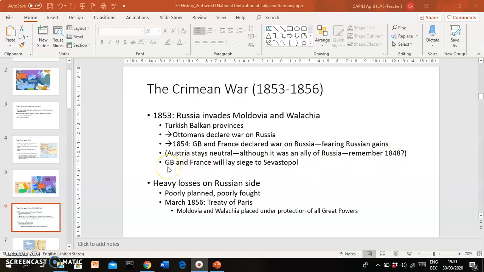So eventually, Great Britain and France will lay siege to Sevastopol. So that's in the Crimean region. That's also a port, an important port. Okay.